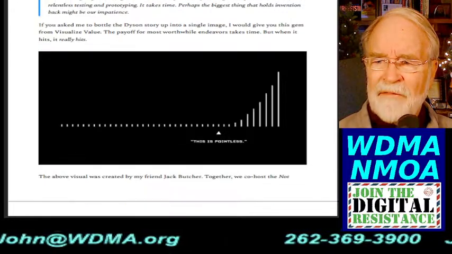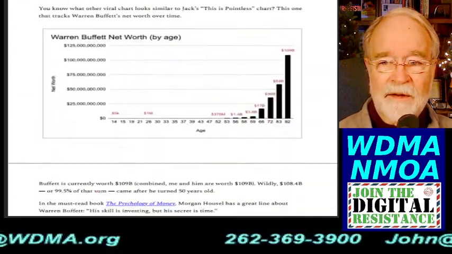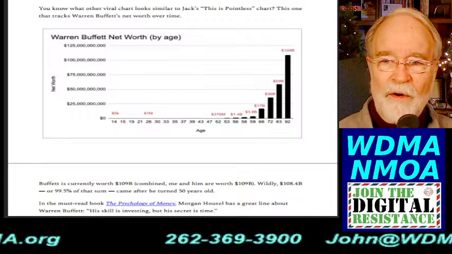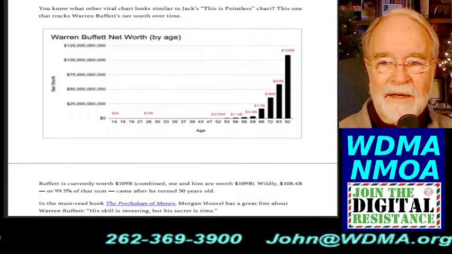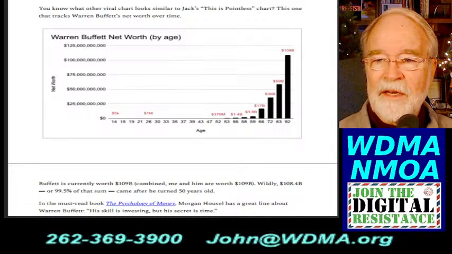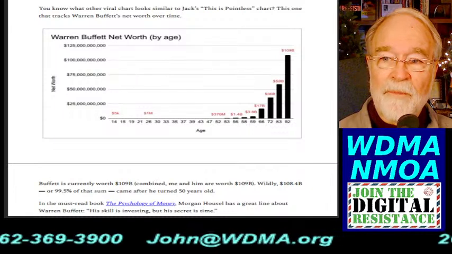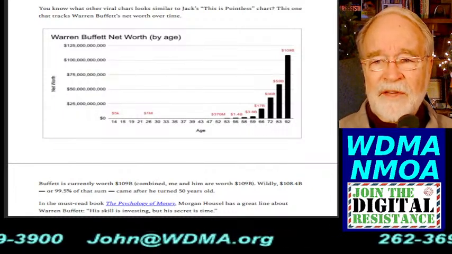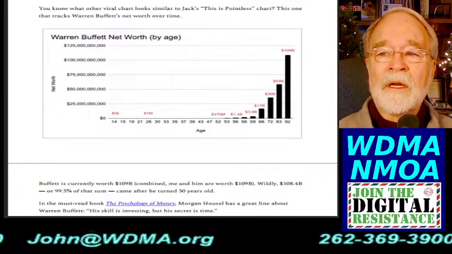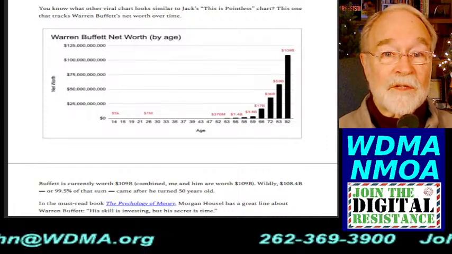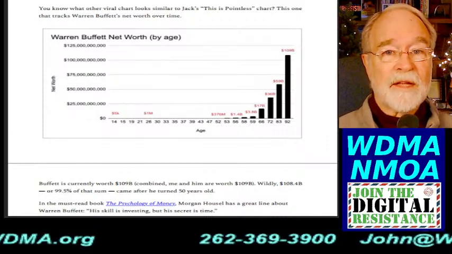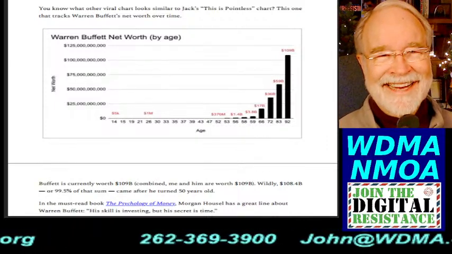And he has another graph in here about Warren Buffett. This is Warren Buffett's net worth, $5,000 back when he was 14 years old. And he just kept at it, and now he's worth $100 billion. And these are not to scale. I mean, it's not equally spread out. But there's a truth in that, right? There's a truth in that. So I'm waiting for my big hit.